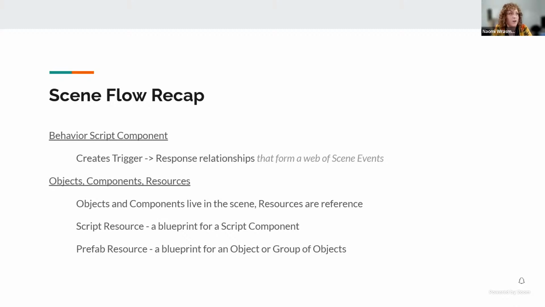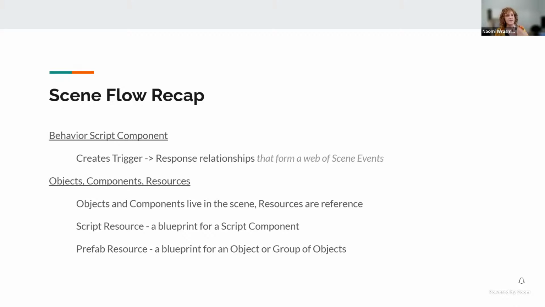Scene flow, remember, when we're investigating, we're looking for our behavior script components. That creates our trigger and response relationships, which form our main web of scene events. Our scene is composed of objects, components, and resources. Objects and components live in your scene, and resources are references for the objects and components or parts of them.